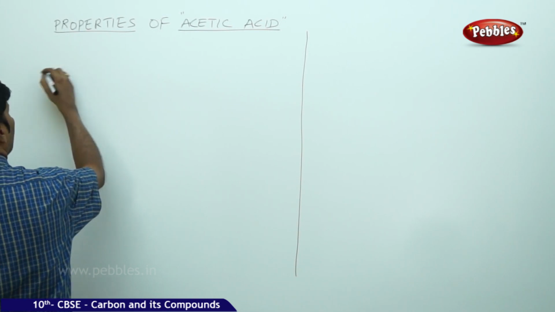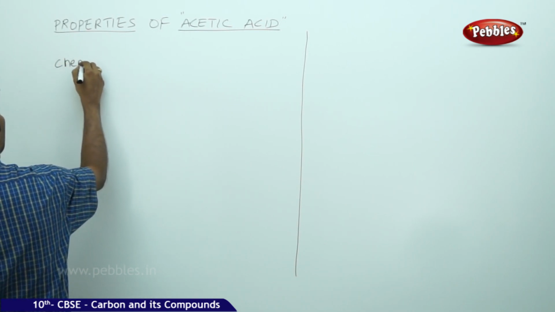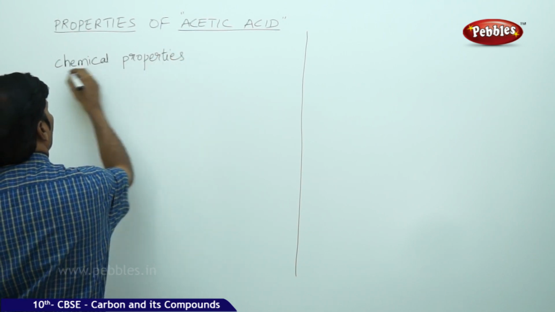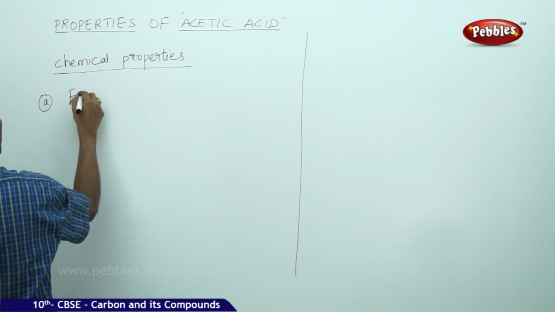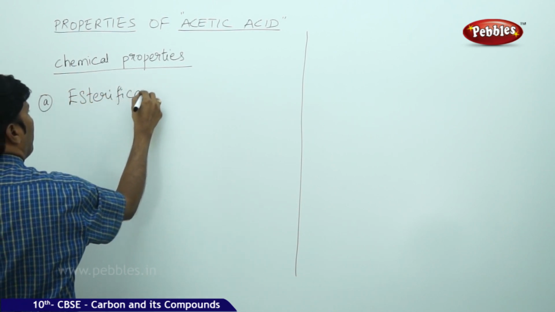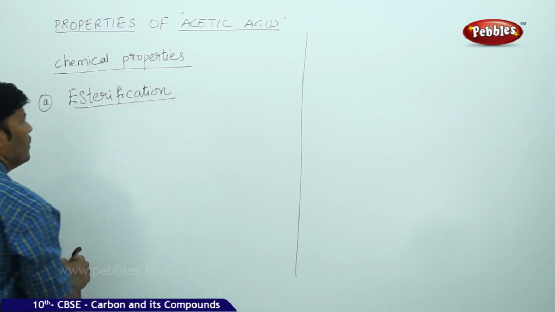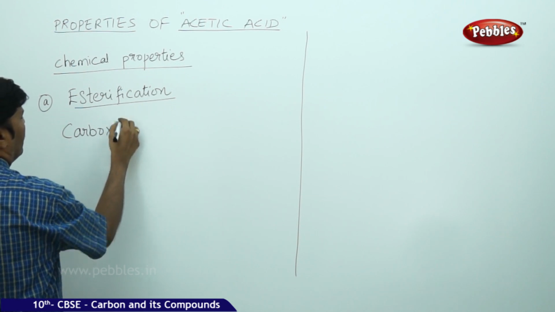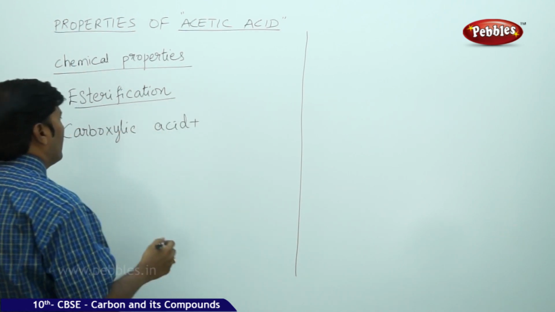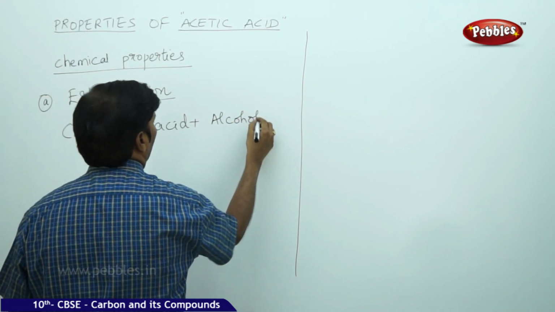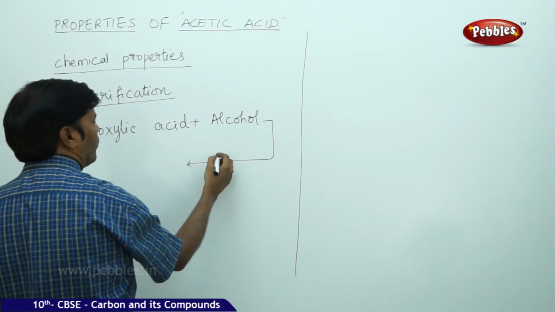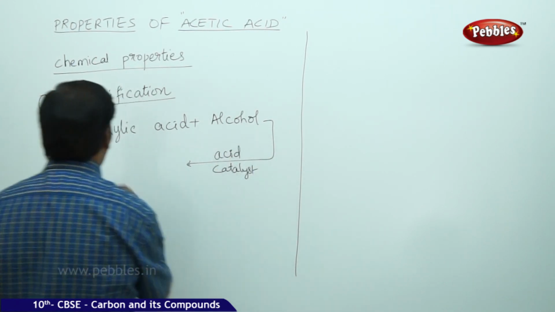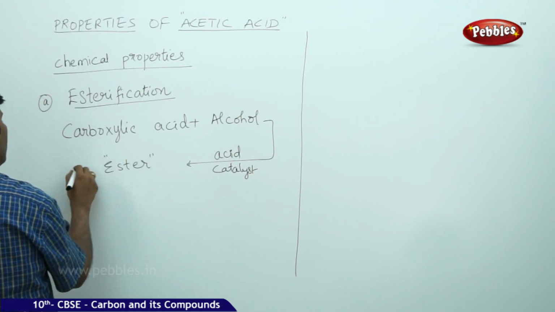Chemical properties of acetic acid. A, esterification. What do you mean by esterification? Esterification is nothing but carboxylic acid plus alcohol, in the presence of a small amount of acid acting as catalyst, it forms ester plus water.